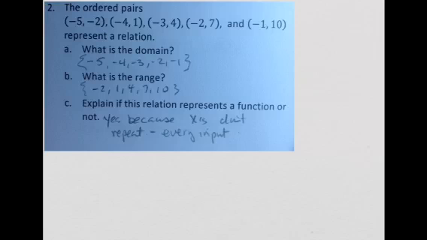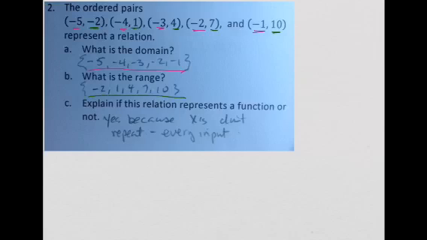Alright, so for number 3, you are identifying the domain and the range, and explaining if the relation represents a function or not. So for the domain, remember, domain is your input value, your x value. So that would be this one, this one, this one, this one, and this one. Okay, and you see these numbers right here. The range is the output value, or the y value. So that would be this one, this one, this one, this one, and this one. Okay, and you see the numbers right here.